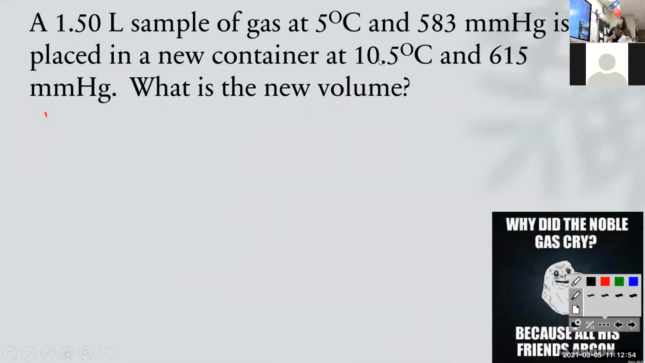A 1.5 liter, what is that? Pressure, volume, or temperature? That is volume. Very good. Volume is 1.5 liters. These aren't hard. What's hard is that people don't know how to identify the variables. Okay? A sample of gas at 5 degrees Celsius, that is a what? Temperature. Very good.